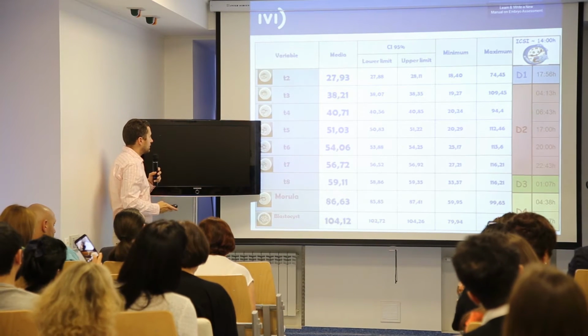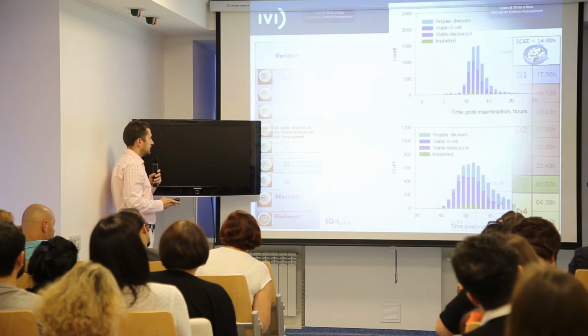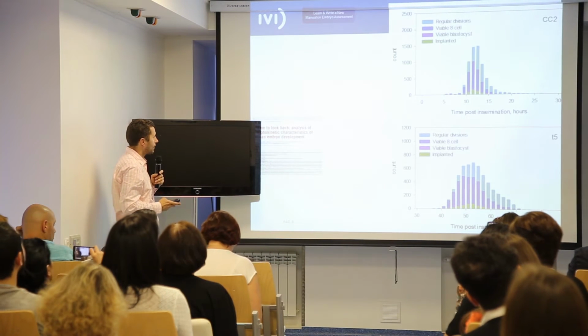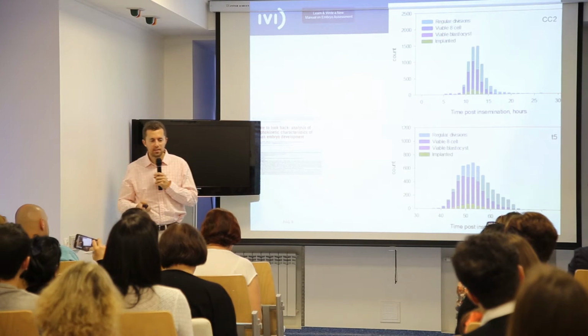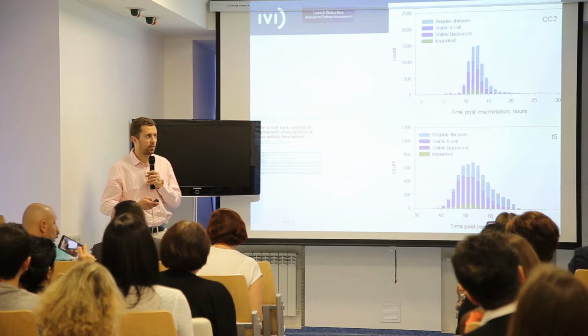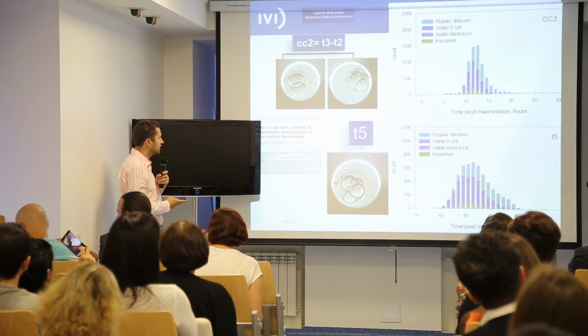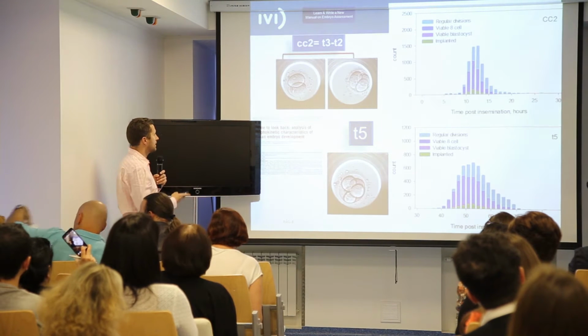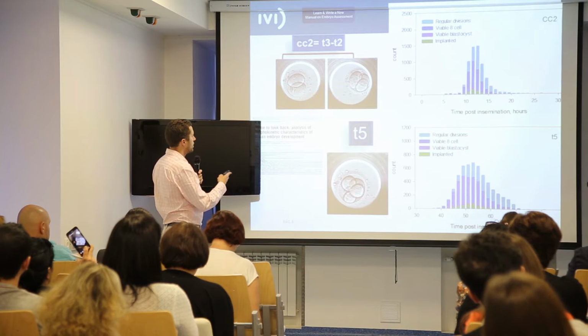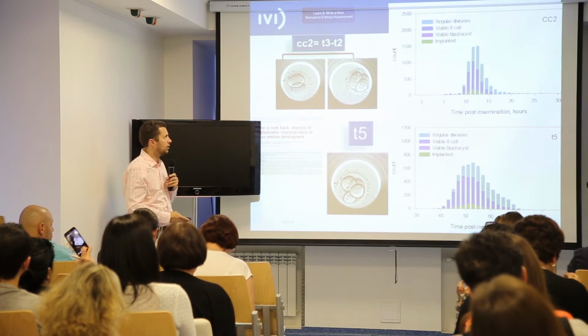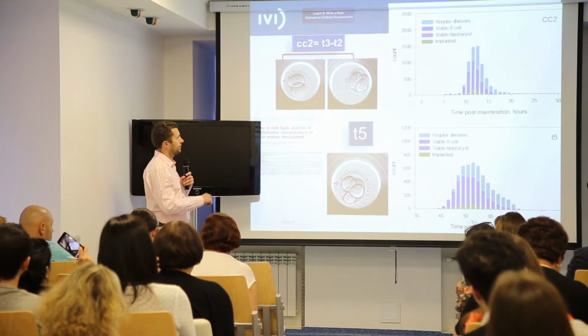And you can record all the timings of cleavages, and it's important. If you take a look at the distribution of these timings, or the duration of the second cell cycle, which is explained here, the time of cleavage of the transition between 2 and 3 cells, you see that not all the embryos behave in the same way.